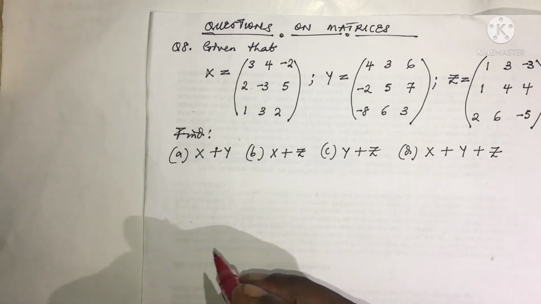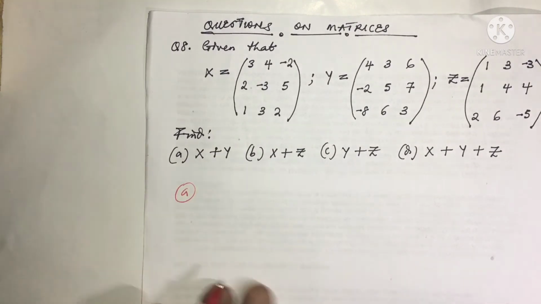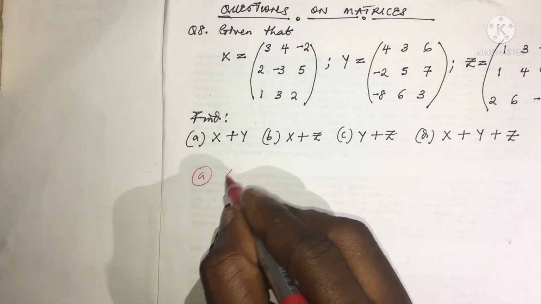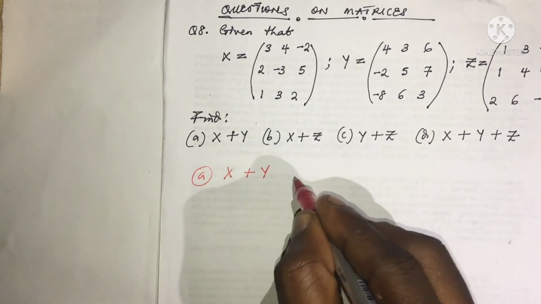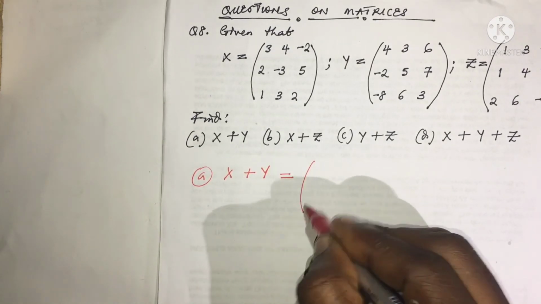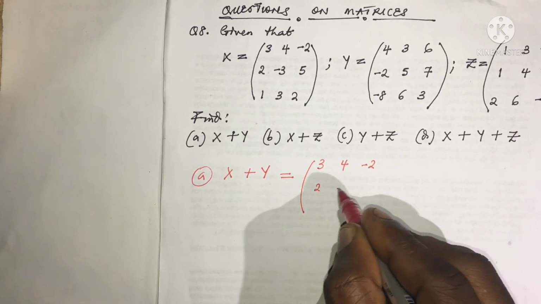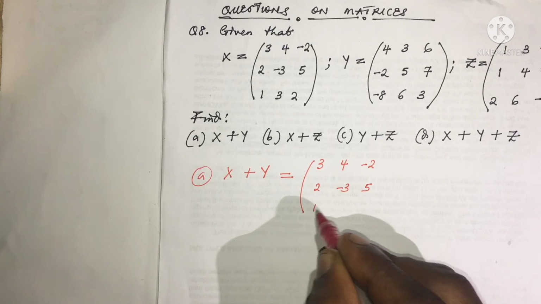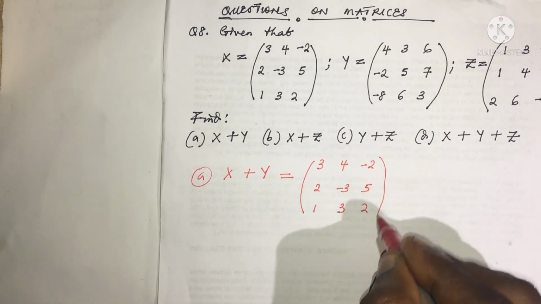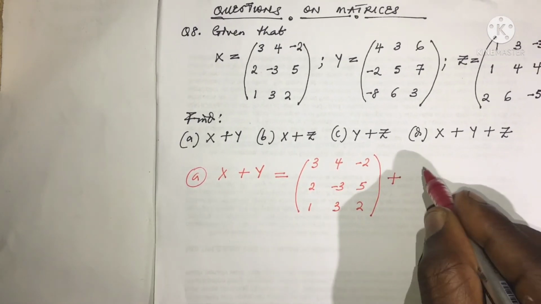Okay, so let's start with solving this problem. We are required to add matrix X to matrix Y. So what is matrix X? I'm going to bring it here: 3, 4, minus 2, 2, minus 3, 5, 1, 3, and 2. That is matrix X.